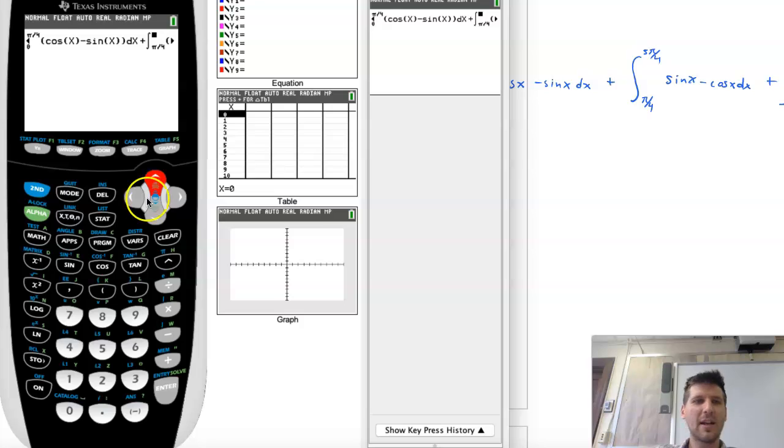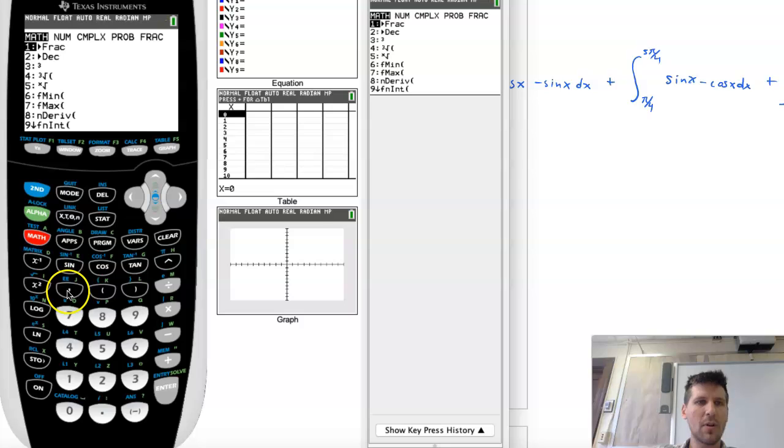Okay, so then I got the 5 pi over 4. And so this is now the opposite. So this is now sine of x minus cos of x. And you notice I'm doing the x and then closing the parentheses. And then I got dx. And then I've got one more integral to add.